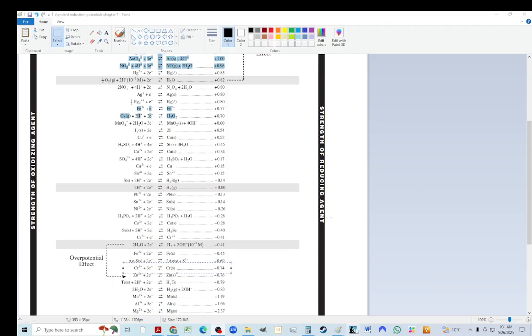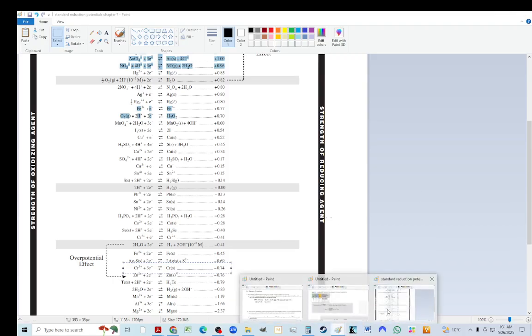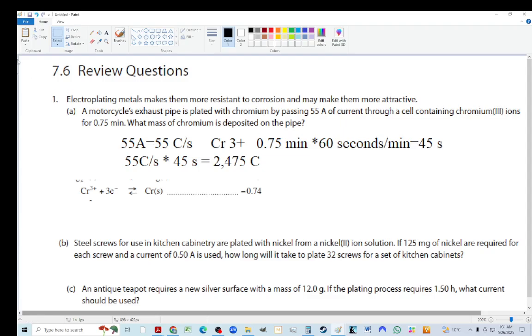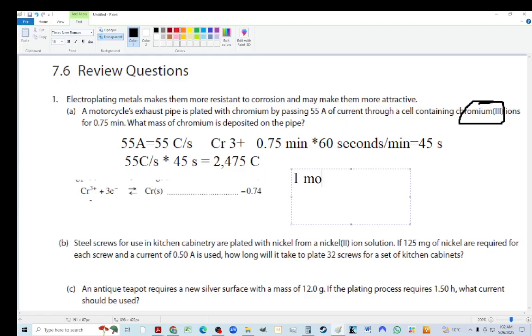Now, technically, we don't even need this item from the page because it's obvious. To turn Cr3 plus into solid, we need 3 electrons. And you can tell it's 3 plus here. So really, this is the only information we need. And we can see that for every solid chromium we produce, there's 3 electrons. So the relationship is for every 1 mole of Cr3 plus, there's 3 moles of electrons.